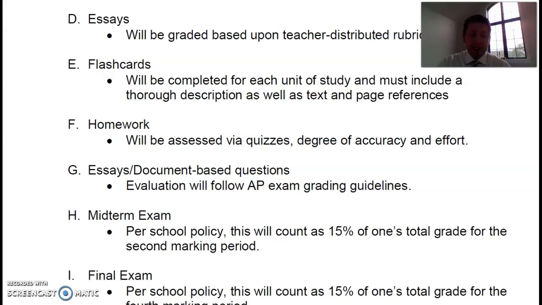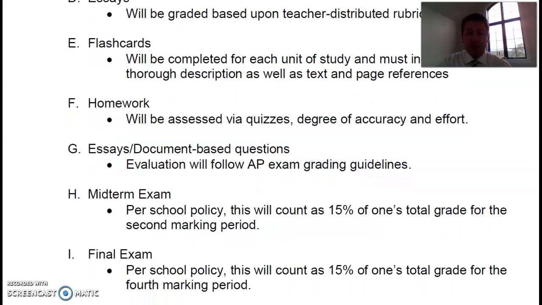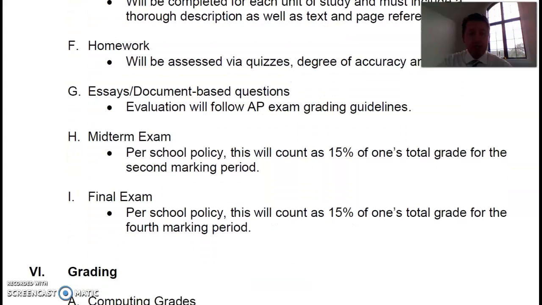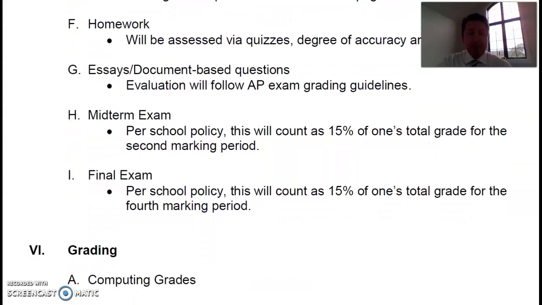Continuing on the theme of writing, for letter G, I have essays and document-based questions. Once again, this is to prepare students for the writing that's included on the AP exams. So what we'll generally do there is we will look together at the AP rubrics, try to get a good handle on what's expected, and then I'll utilize those in class when I score similar types of writing.